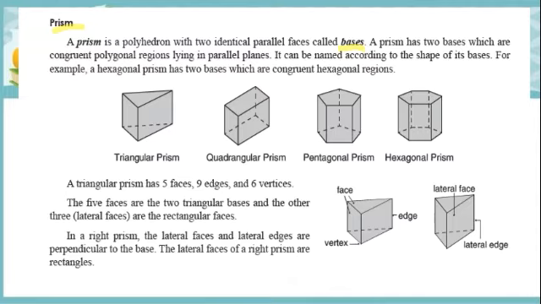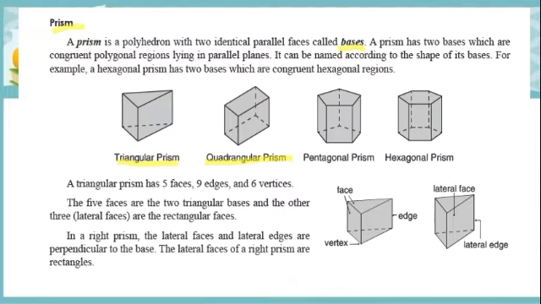For example, a hexagonal prism has two bases which are congruent hexagonal regions. So, we have paano mapanganlan ng prism according sa iyahang shape, sa iyahang base. We have triangular prism. So, when we say triangular prism, ang iyahang base anak class is triangle. Okay? Next, quadrangular prism. So, unsa iyahang base anak? Quadrangle or four sides ang iyahang base. Okay? Muna gitawag na to siya quadrangular prism.